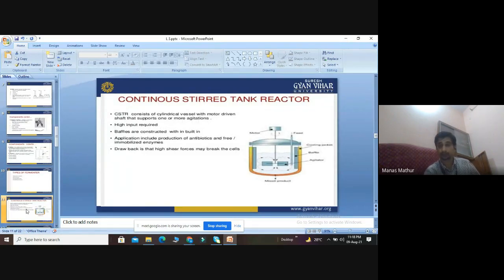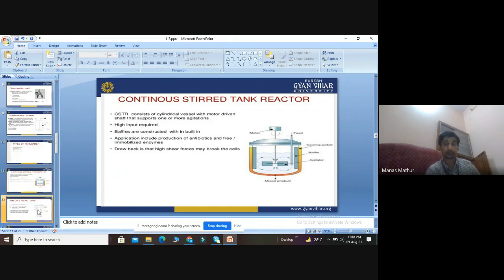It contains a motor and a shaft. Okay, mixed product is there, proper agitator is there. High input is required. Baffles are put on the radial side. It is mainly used in the production of antibiotics and immobilized enzymes. Excessive high agitation can break the cells. This is the drawback of CSTR.